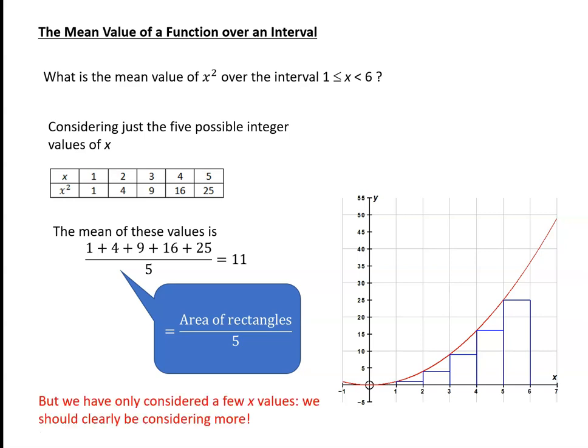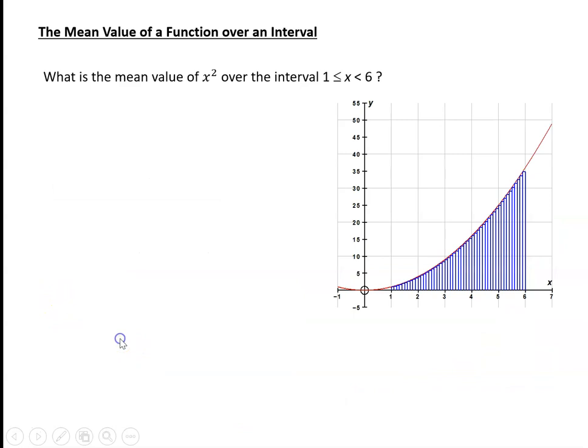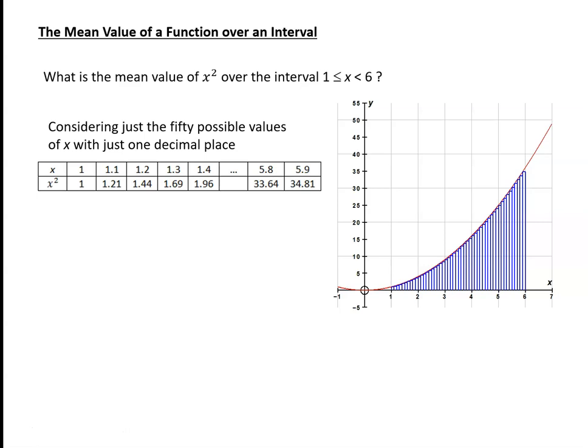Now, the issue here, of course, is that we've only considered a few x values. We really ought to be considering far more than just the 5 integer values of x. So let's instead take values of x every 0.1. So our table of values is going to be much larger. So we've got values of x going 1, 1.1, 1.2, and the value of x squared is going 1, 1.21, 1.44. And our final value of x is going to be 5.9, and that is going to have a value of x squared of 34.81.